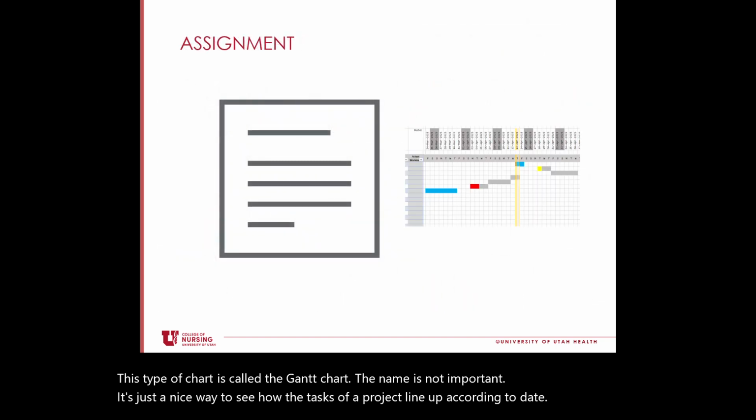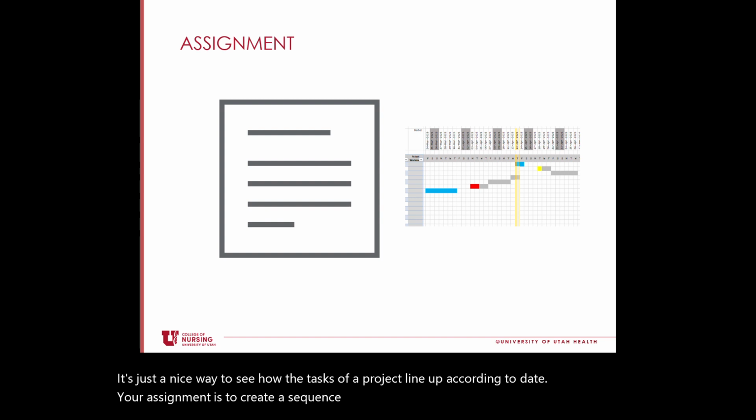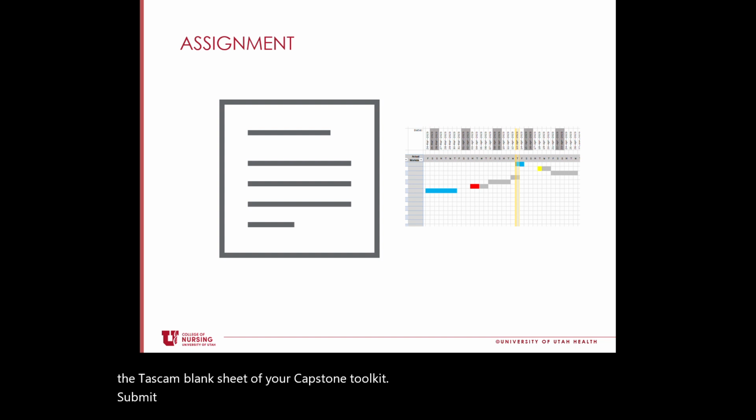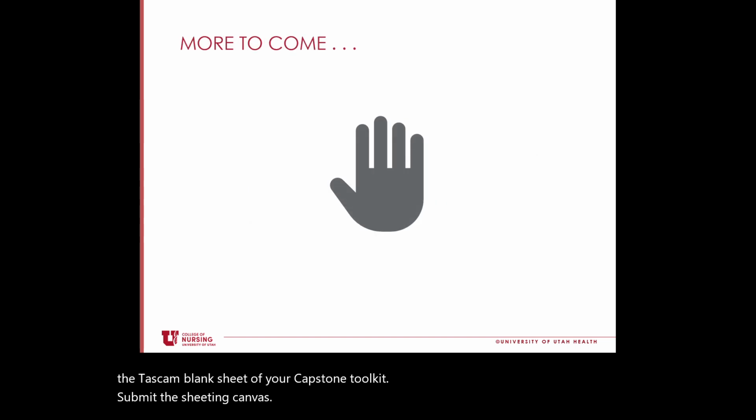Your assignment is to create a sequenced task list and timeline for your project in a copy of the Task Gantt blank sheet of your Capstone Toolkit. Submit the sheet in Canvas. That's all we'll do in this video.